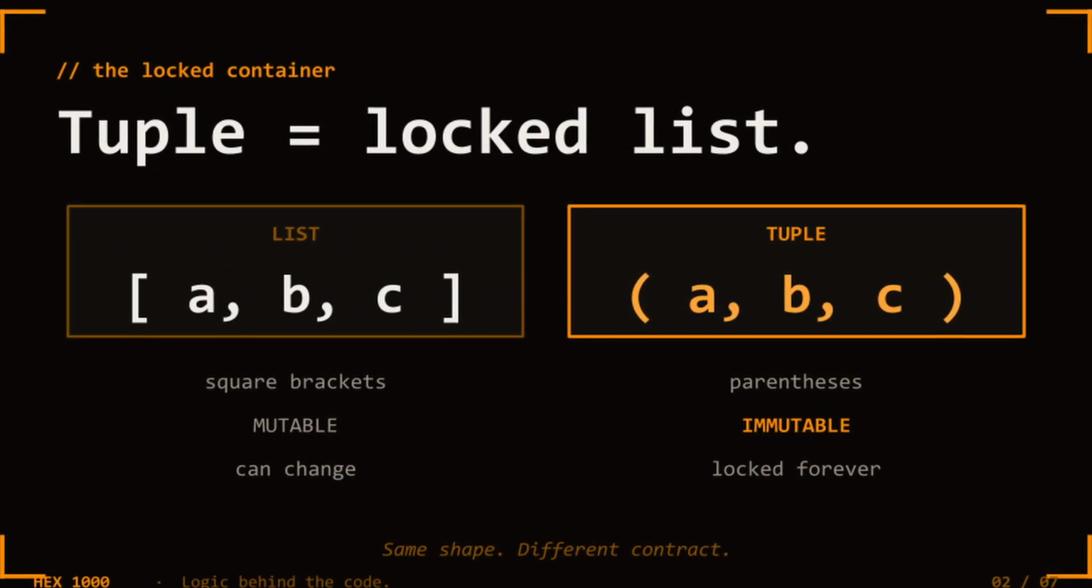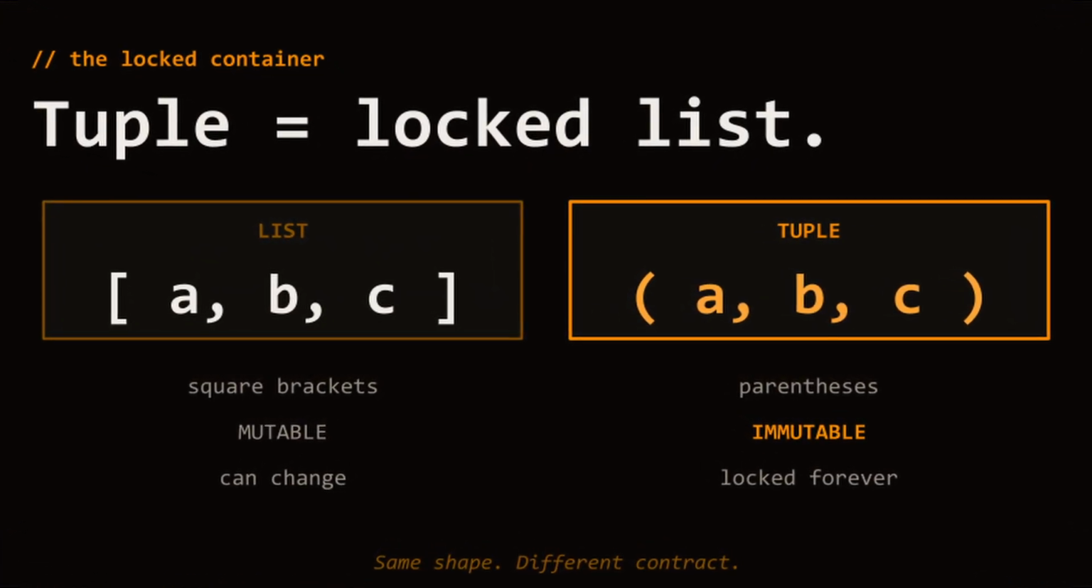Let's break it down. A tuple looks almost exactly like a list. Same shape, same kind of contents. You make it the same way, comma-separated values. There is only one visible difference. Lists use brackets. Tuples use parentheses. That is it, visually. But underneath, everything has changed.